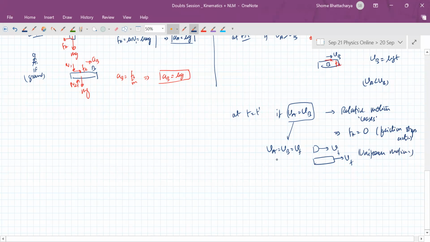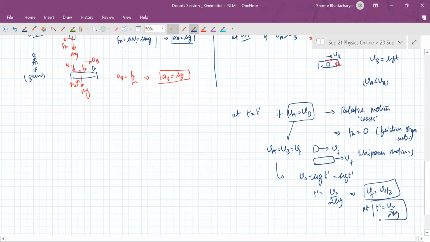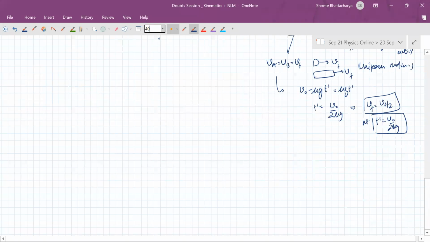We can even find that final velocity because V0 minus mu g t prime would be equal to mu g t prime. So that time will come out to be V0 by 2 mu g, and therefore this final speed will come out to be V0 by 2. Okay, so Srijit, I hope this is clear up to this point. So now we have to just understand how to relate this with graphs.